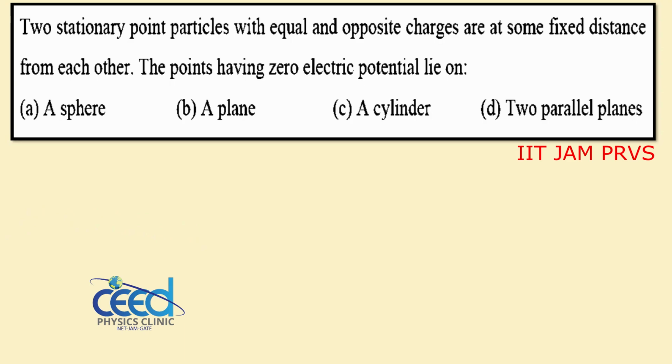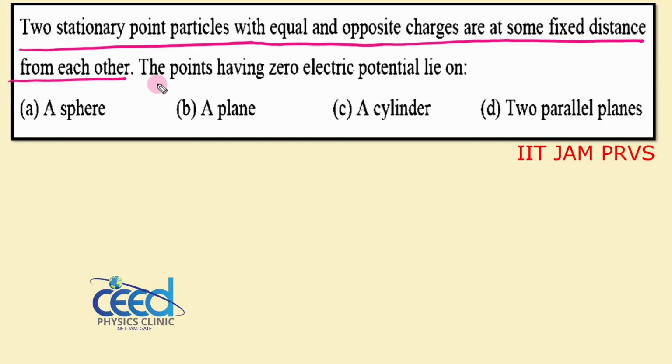So here we have a question. Two stationary point particles with equal and opposite charges are at some fixed distance from each other. The points having zero electric potential lie on.